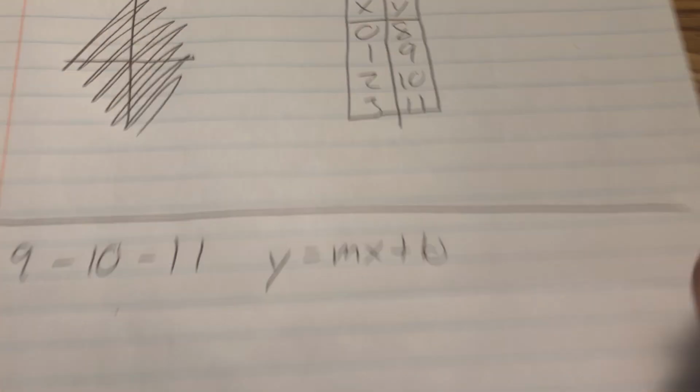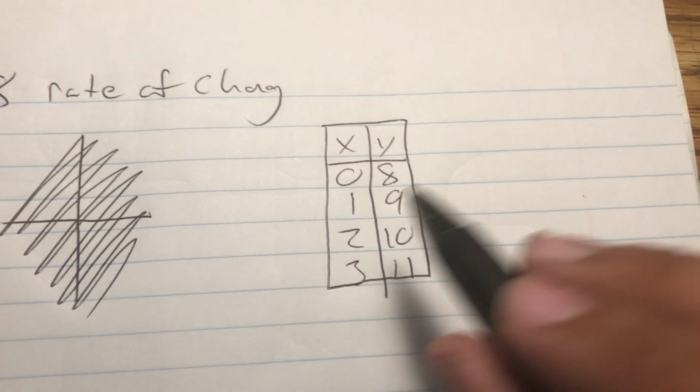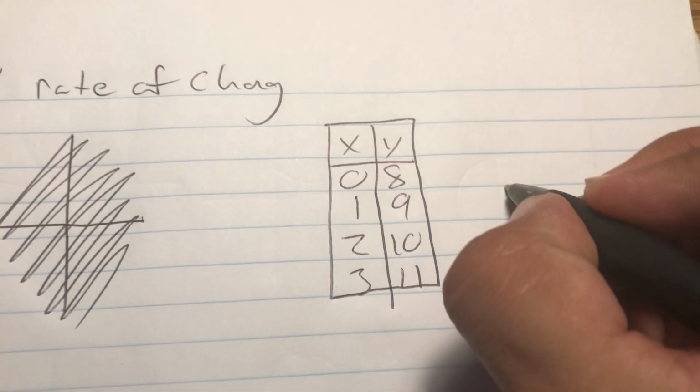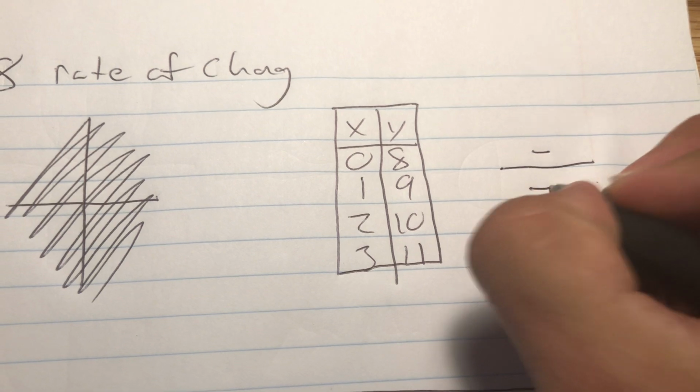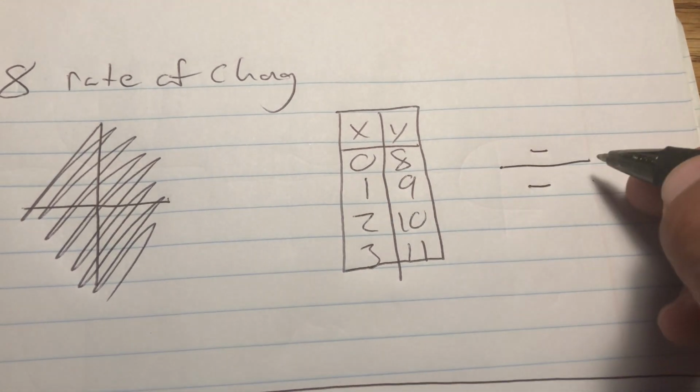Question 8 is the rate of change. Okay, so here you're looking for the slope. So you pick any 2 points. It doesn't matter which one. You just pick 2 points and you put it in this formula here. Remember, y goes on the top, x goes on the bottom of this equation.